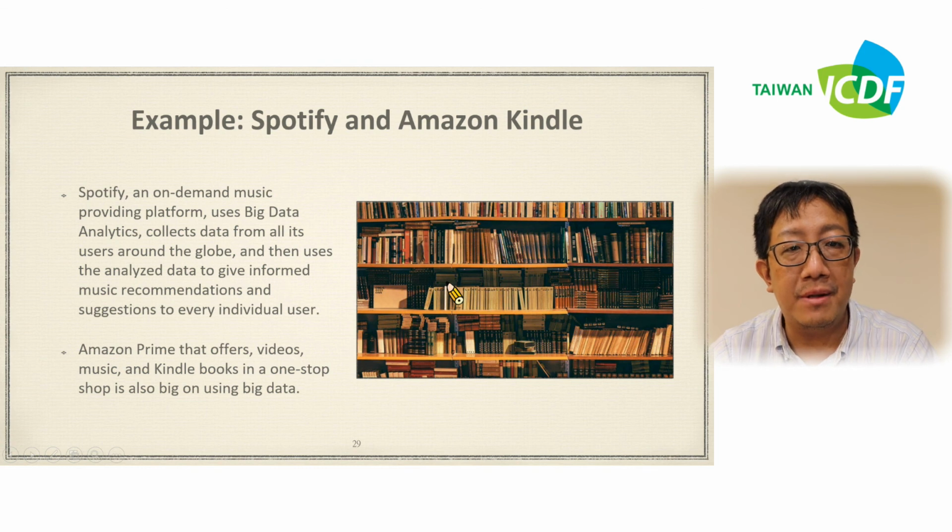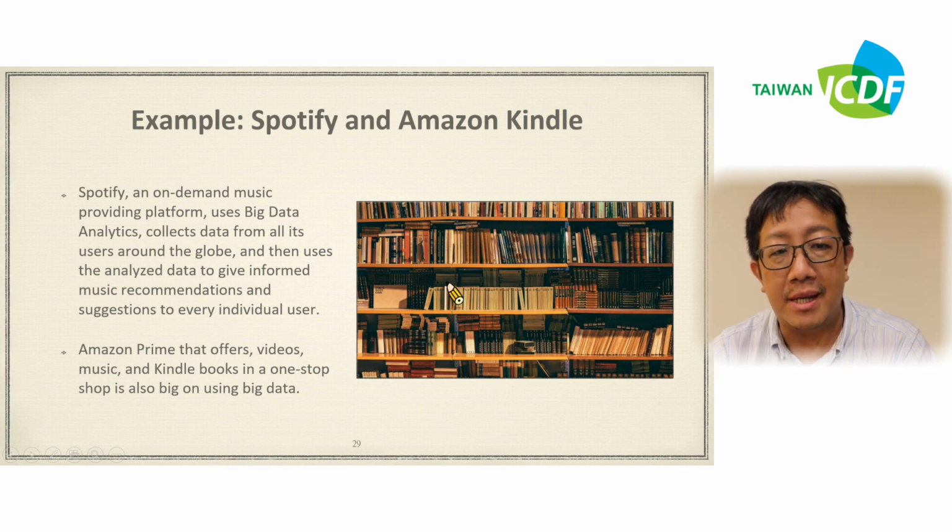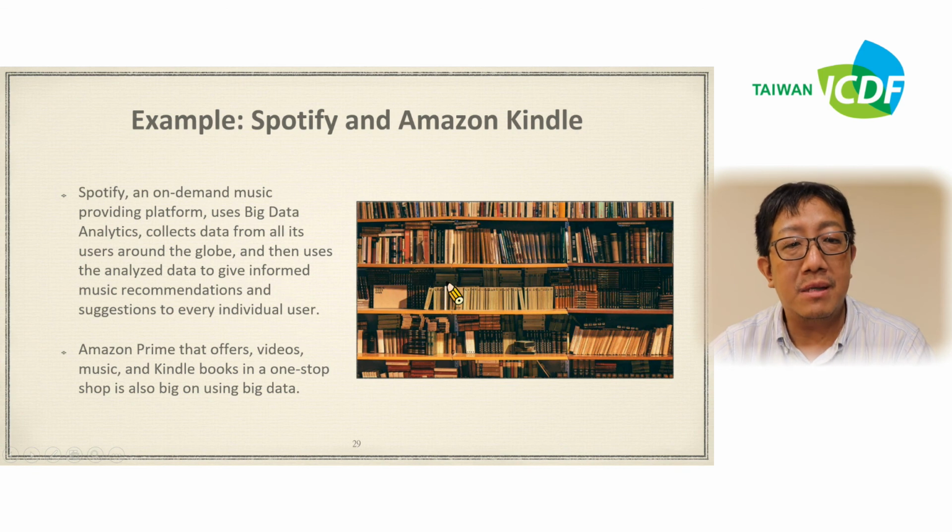Spotify is a very popular on-demand music providing platform. They use big data analytics to collect data from all the users around the globe. It uses and analyzes data to give music recommendations and suggestions to every individual user. Amazon Prime offers video, music, and Kindle books in one-stop shop, also with big data.